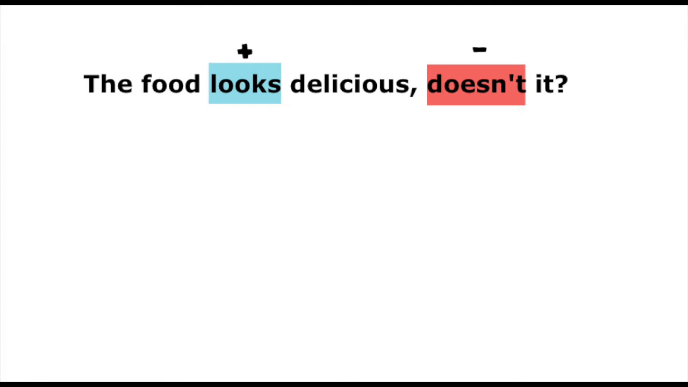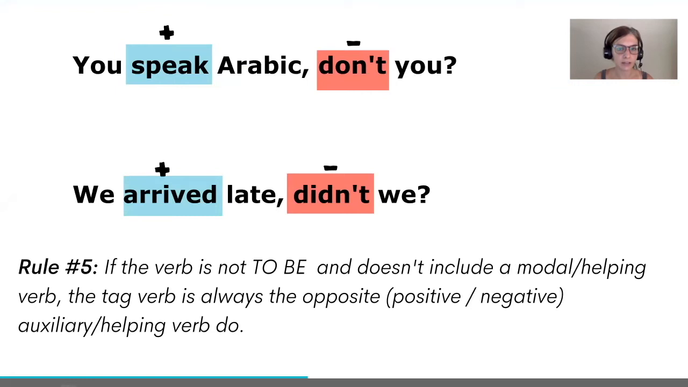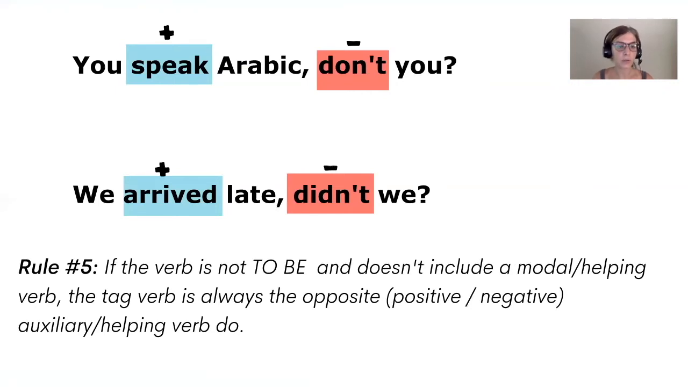This is positive, so the tag has to be negative, even if they're not the same verb. The food looks delicious, doesn't it? As another example, you speak Arabic, don't you? Or we arrived late, didn't we?